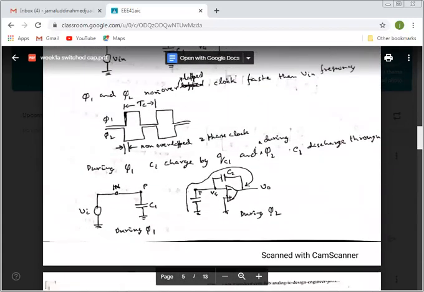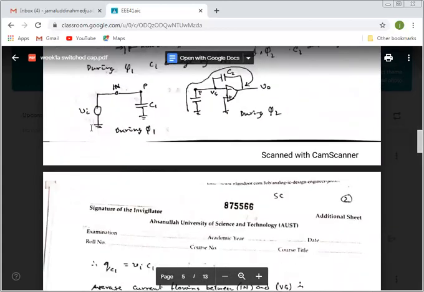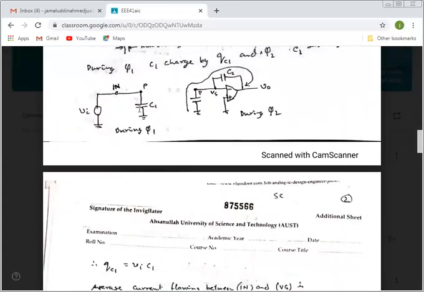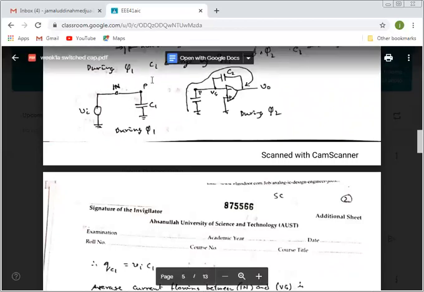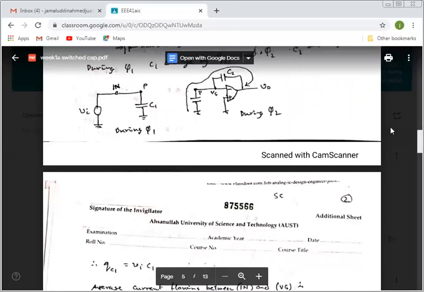Here, we apply those two phases, phi 1 and phi 2, across C1. Across C1, we replace the resistance with C1. So when phi 1 is on and phi 2 is off, the circuit looks like this. So it is charging. And when phi 1 is off and phi 2 is on, the circuit looks like this. That means this is discharging. So in one cycle C1 charges, in another cycle C1 discharges. That means the current is flowing from Vin to virtual ground all the way to Vout.